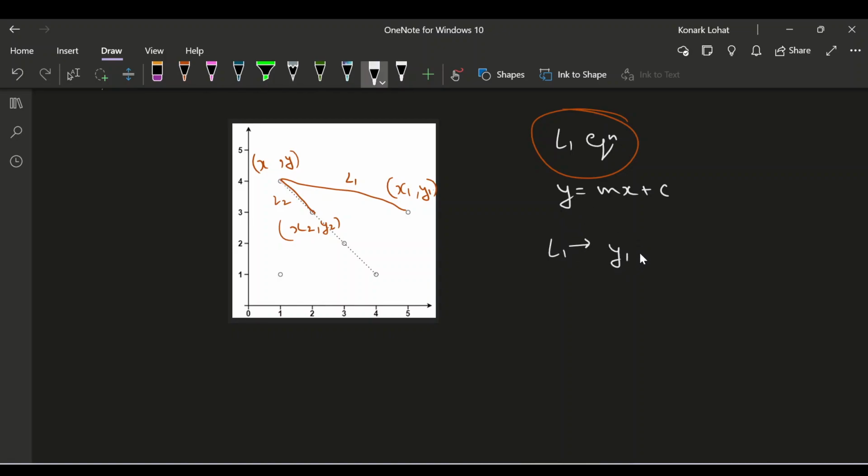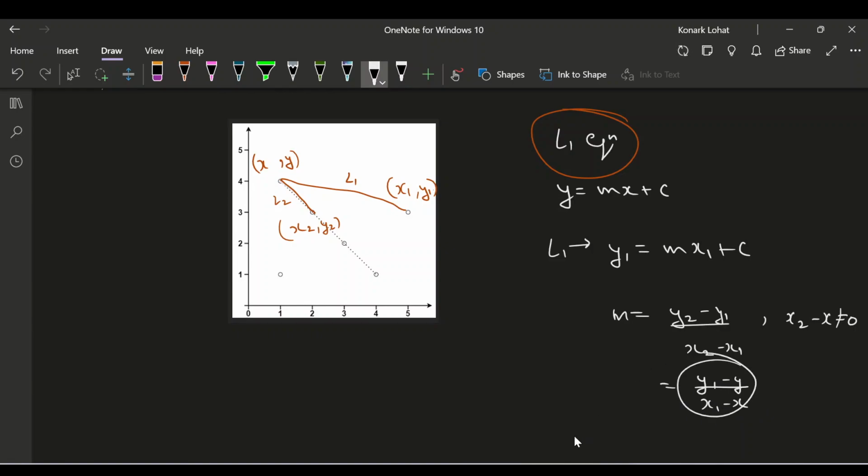So L1 will be y1 is equal to m of x1 plus c. Now I can calculate m, right? So m is basically the slope, and the slope formula is y2 minus y1 upon x2 minus x1, with the condition that x2 minus x1 should not be equal to 0. Otherwise this whole thing will be undefined. We don't want that. So the slope for this line will be y1 minus y upon x1 minus x.